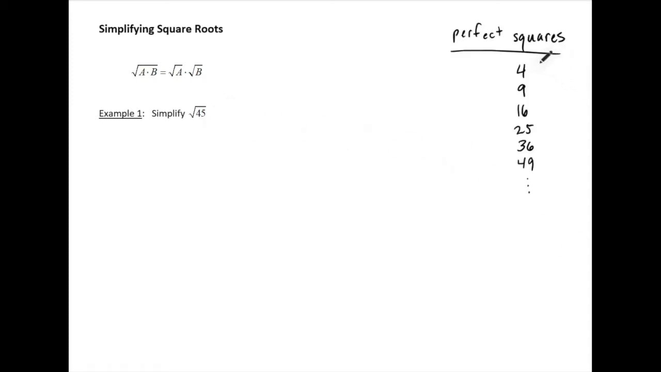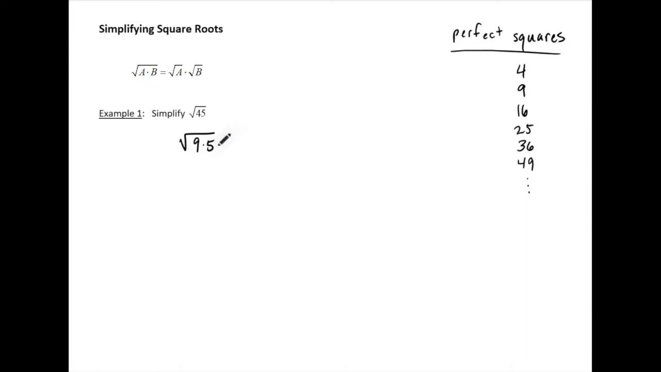Here are some of the perfect square factors that we'll be looking for. 2 squared is equal to 4, 3 squared is equal to 9, 4 squared is equal to 16, and so on. We'll want to find the largest perfect square that divides evenly into 45. It's not difficult to see that 9 is the only number in this list that divides evenly into 45. So we rewrite 45 as the product 9 times 5.